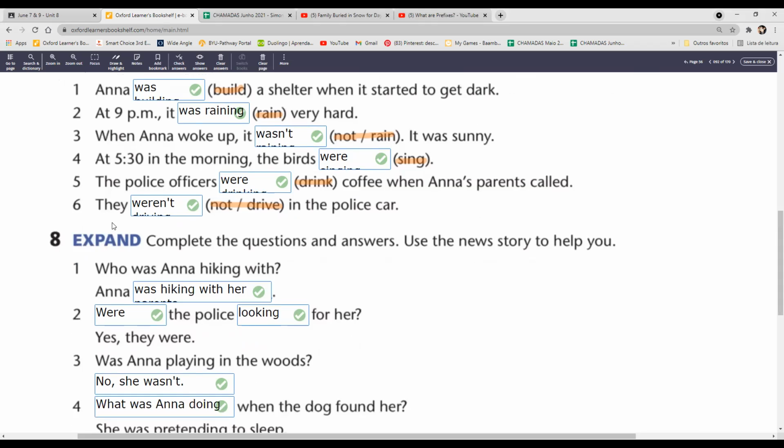So she was trying, past continuous, okay, guys? She was trying to eat an orange while she was wearing a mask.